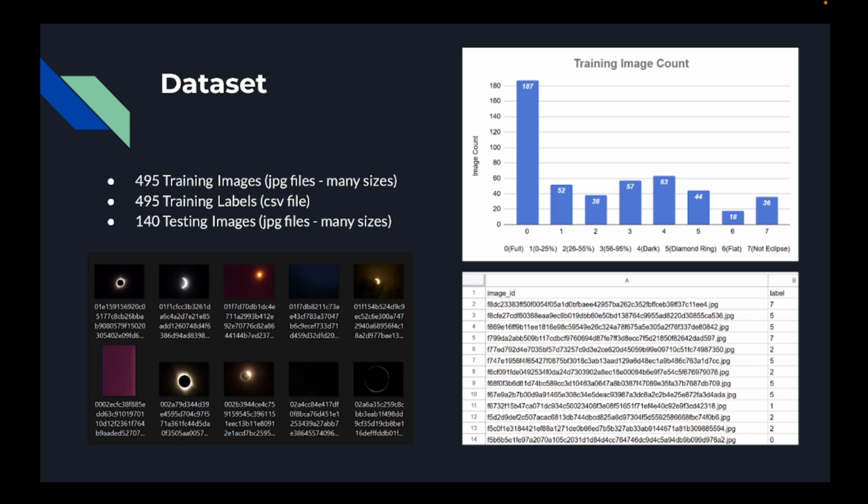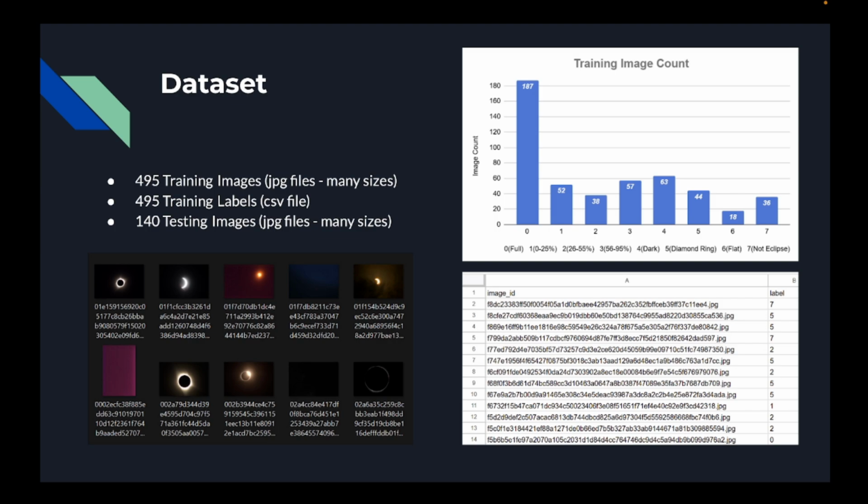The training images and the testing images both had the format as shown in the bottom left. The training labels followed the same format, and the test labels followed the same format as the image on the bottom right, where the image ID was mapped to the training and the testing IDs in the image files, and the labels had the respective label categories. At the top right, you can see the distribution of the images in the training file with 187 total eclipse.